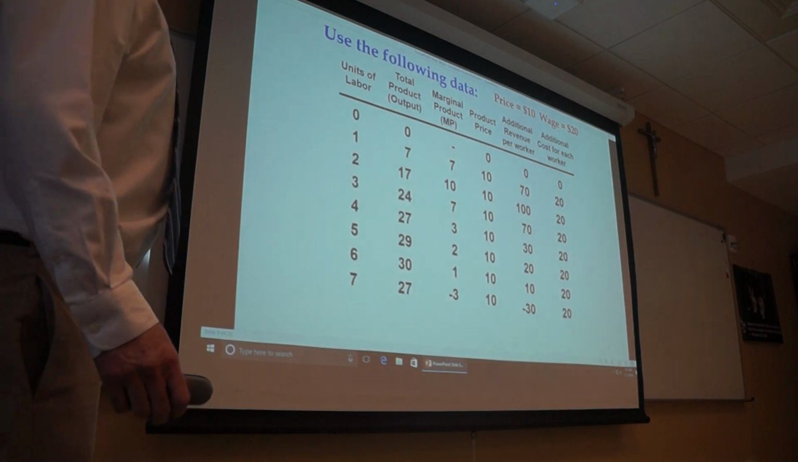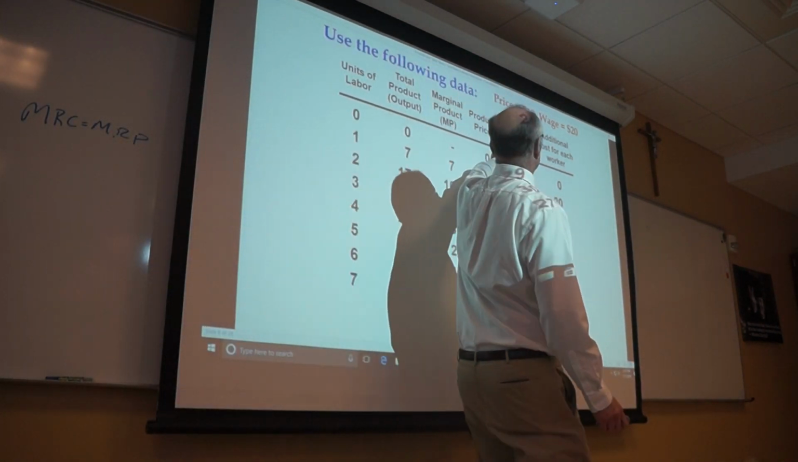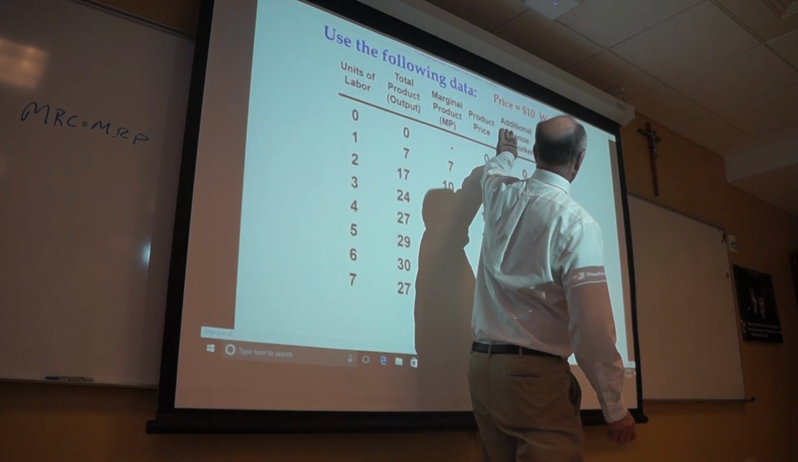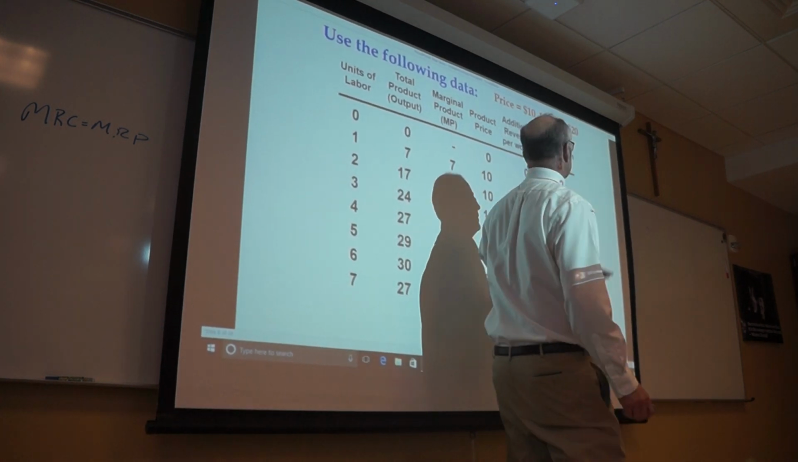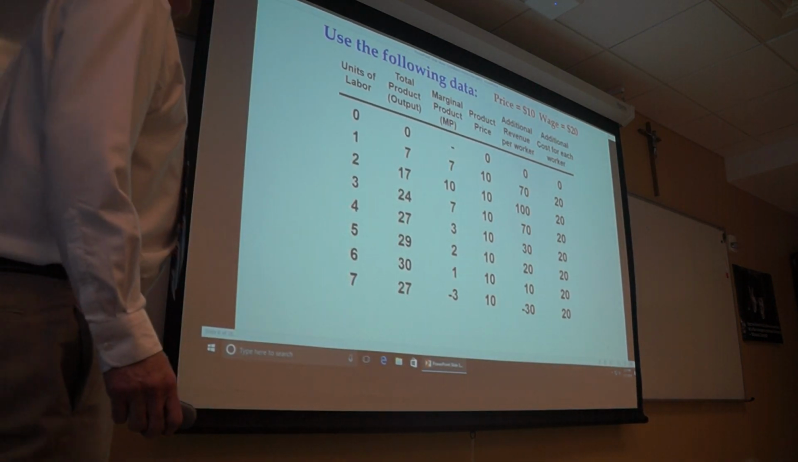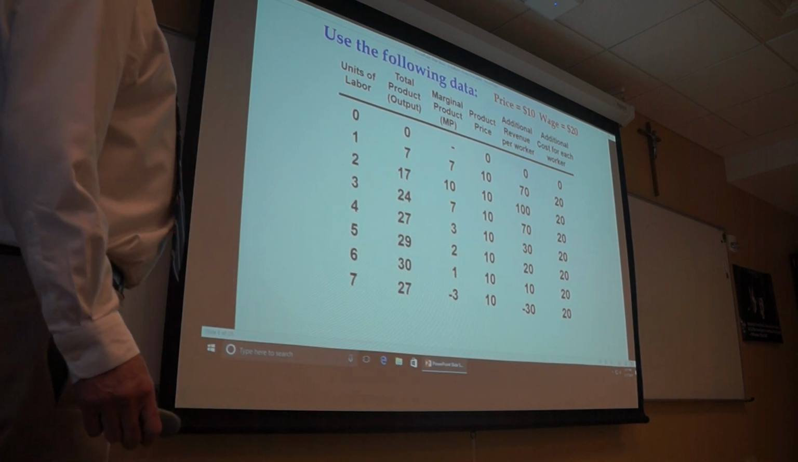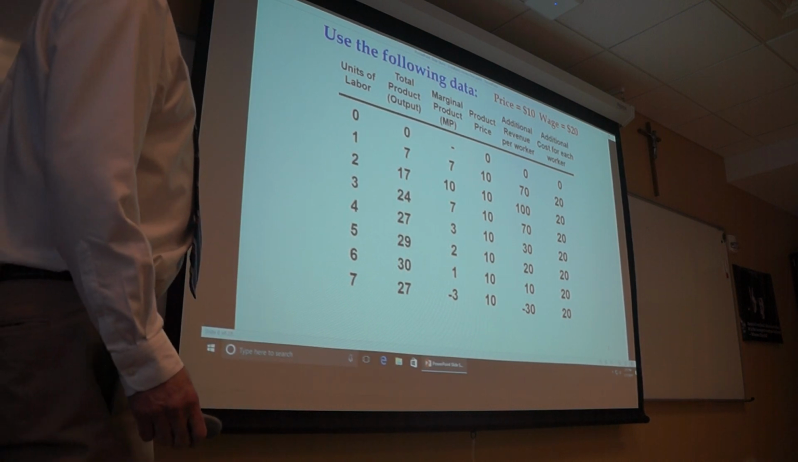All right, now, where it says additional revenue, I would just change that to MRP and change that to MRC, because that's more the terminology we use. MRP is the additional revenue per worker, and MRC is the cost for each worker.